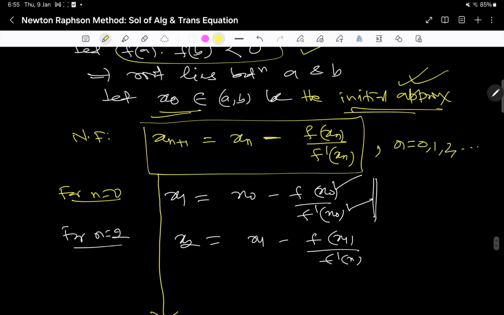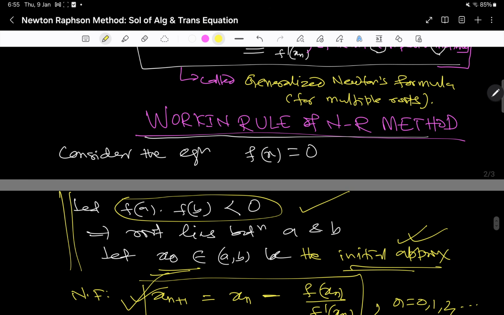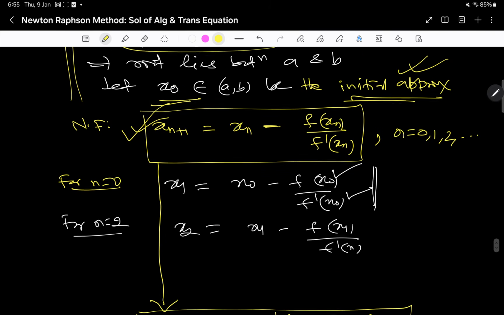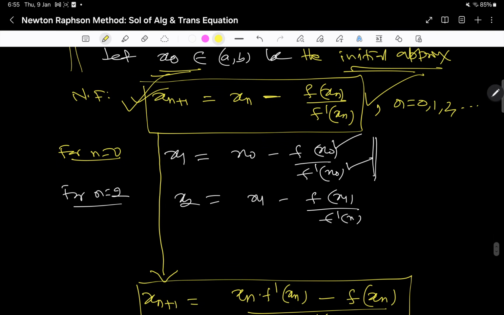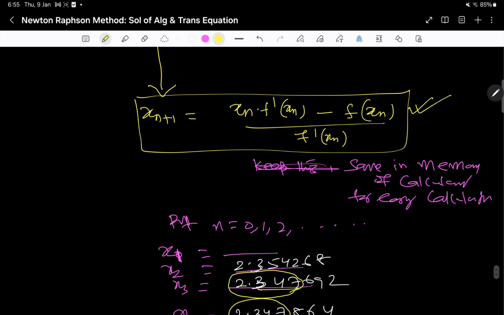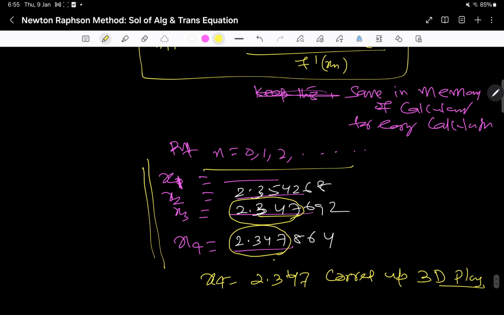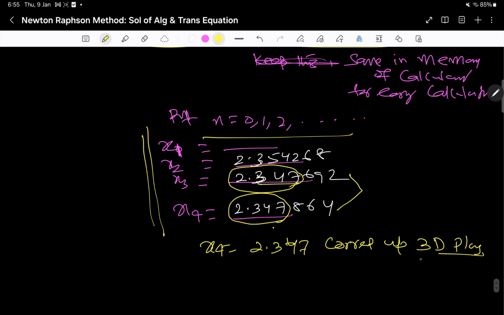Means simply you just write the formula. You first find the initial approximation by intermediate value property, apply the formula, and simplify the formula in this way, and you go on substituting x0, x1, x2, and subsequently find the improving approximations. Where the answers in 2 consecutive stages are nearly equal up to the desired accuracy, then we'll stop here. So let us discuss some important examples.